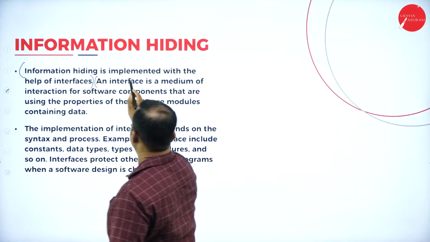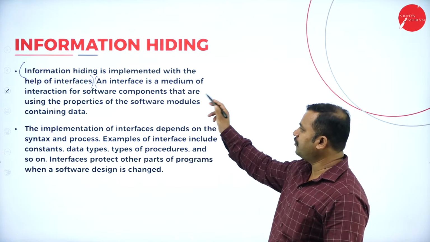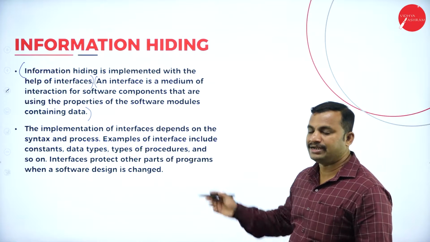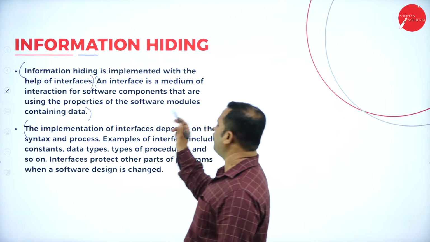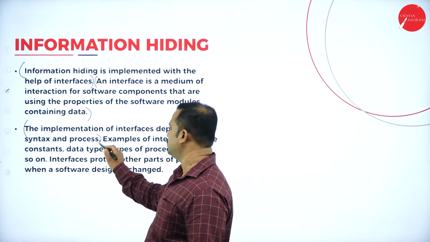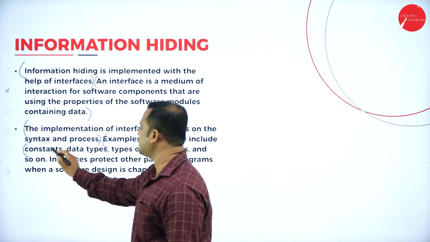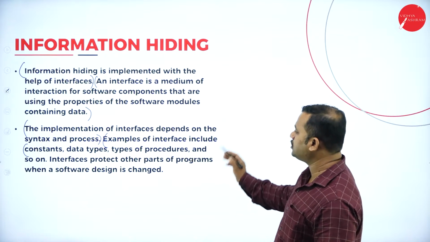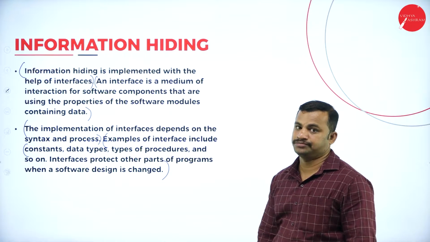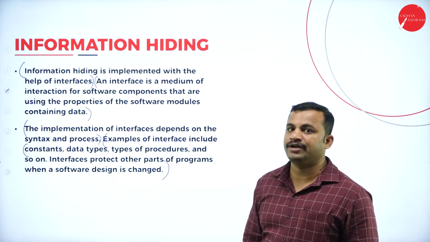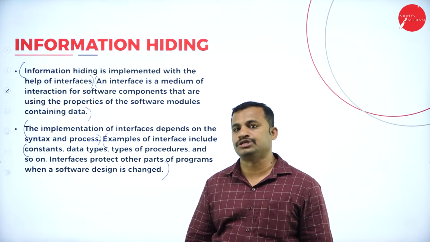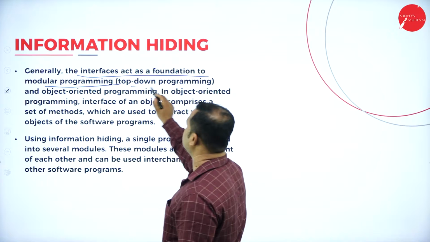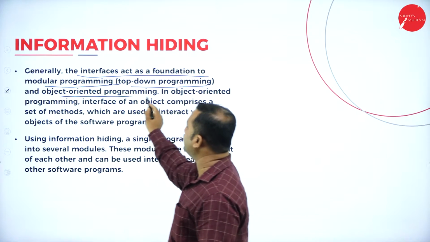An interface is a medium of interaction for software components that are using the properties of the software modules containing data. The implementation of interfaces depends on the syntax and process. Examples of interfaces include constants, data types, types of procedures, and so on. Interfaces protect other parts of programs when a software design is changed. That means when the design part is changed, obviously the implementation also changes. Generally, interfaces act as a foundation to modular programming, that is top-down programming, as well as object-oriented programming.